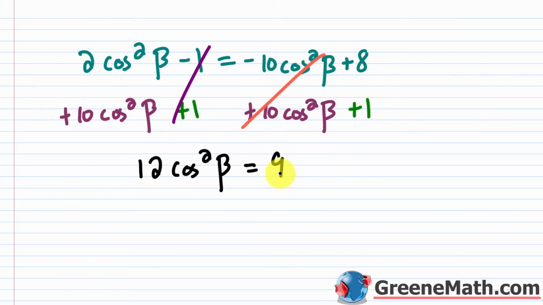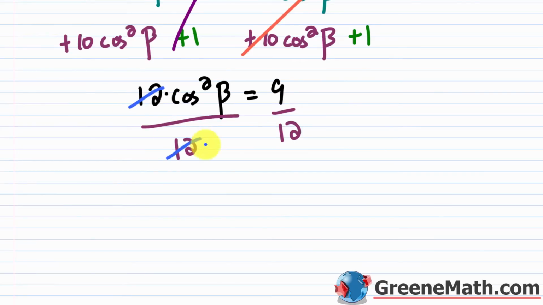Now, what you would want to do, since 12 is multiplying the cosine squared beta there, you would divide both sides of the equation by 12. So you want cosine squared beta by itself to use the square root property. Okay, so this right here is going to cancel, and you get cosine squared beta is equal to 9 over 12, again, each is divisible by 3. So 9 divided by 3 is going to be 3, and 12 divided by 3 is going to be 4. So this is cosine squared beta is equal to 3/4.